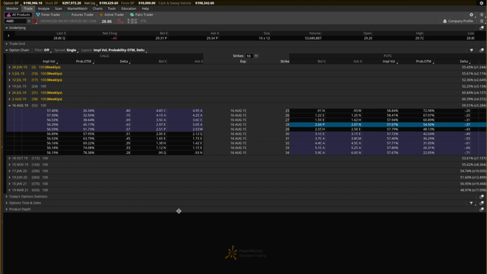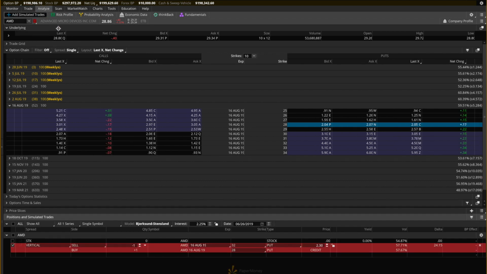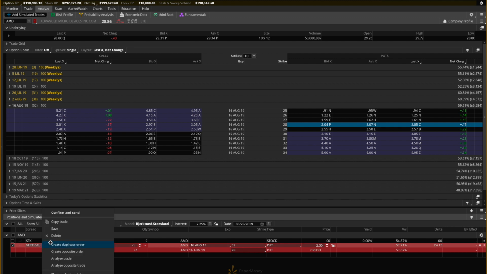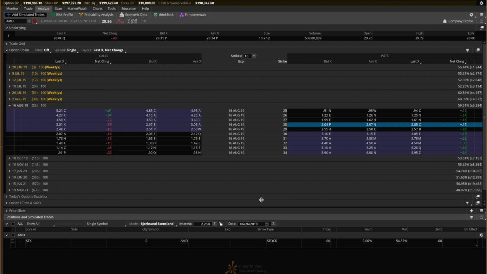Alright guys, what I've pulled up here is my thinkorswim platform, and I have it on simulated trading. Here I went under Analyze and then Simulated Trades. I've added a simulated trade, and I'm going to delete this down here so we can start fresh. I've pulled up the stock AMD. Let's say that out of the technical analysis I've done, I expect AMD to jump up by August 16th, 2019. I'm confident that it'll go to at least $33, but I'm not confident enough to risk $510 for that.